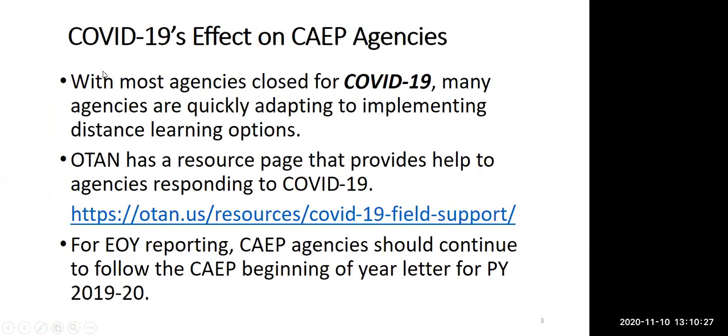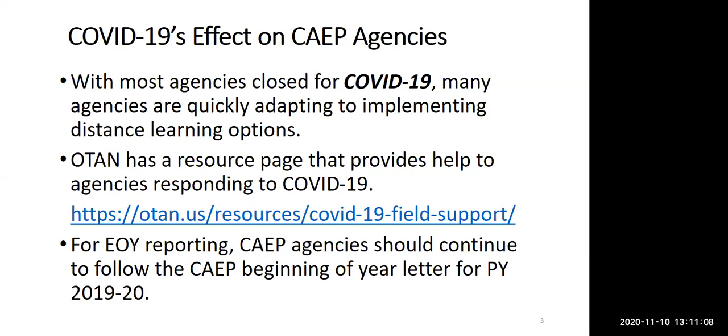So again, COVID-19's effect on CAEP agencies. This slide everybody's seen a million times, I think. Long story short, the short answer is yes. COVID-19 has had a dramatic effect on adult education, at least since March 13th. I always like to make a plug for that OTN COVID-19 webpage. We've been talking about it lots and lots since March 13th. My guess is everybody's been there many times. It's definitely been the hub of the adult ed universe since March 13th.